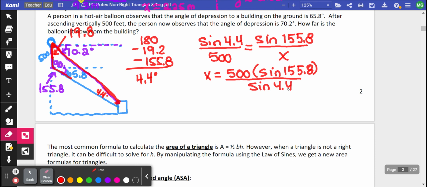And by the way, I do want to see that work right there. I know that many of you might be thinking, oh, I can just put it in my calculator. I don't need to write it. Wrong. You need to write it. I want to see that work. Okay. So what we find is the balloonist is 2,671.6 feet from that building.